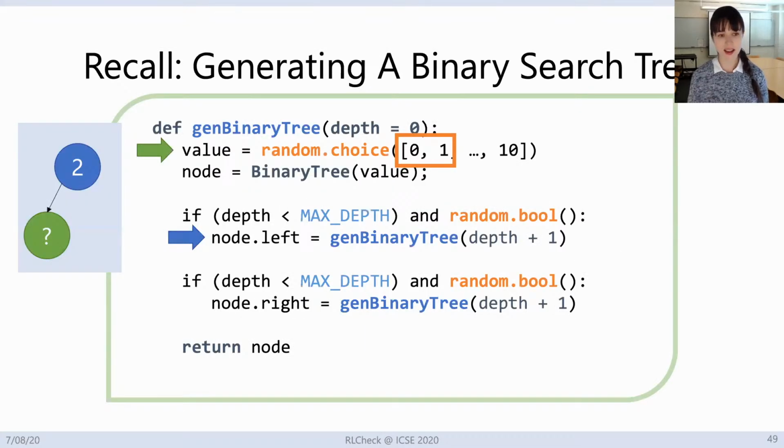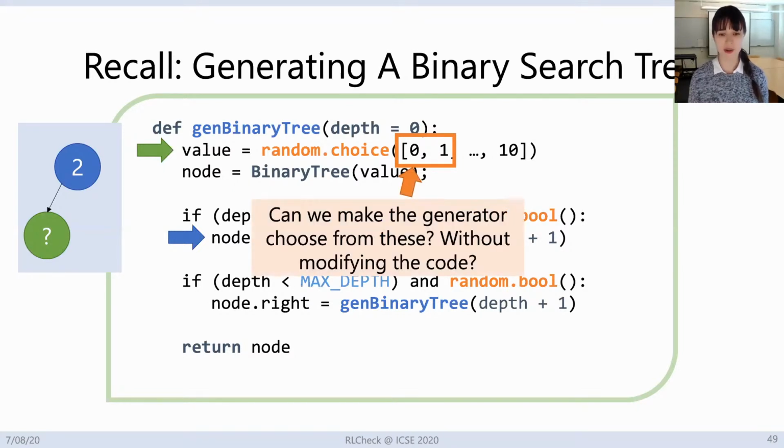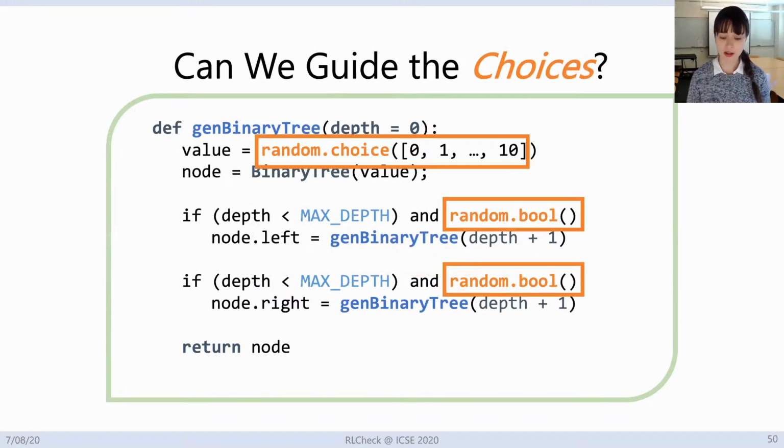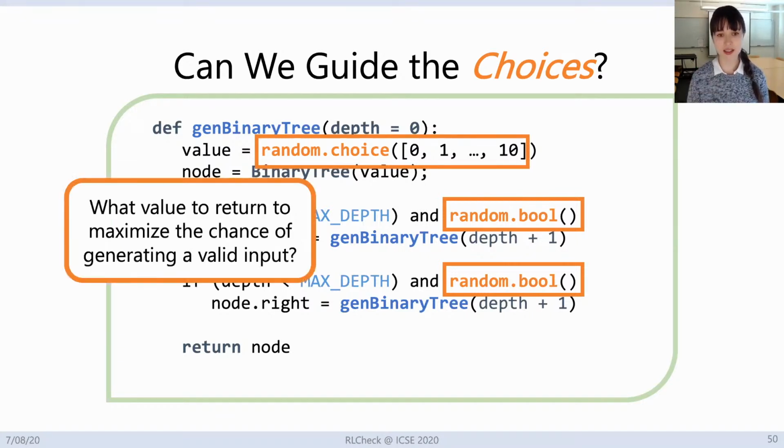Now, the insight here is that if we want our generators to return a valid input in this case, really we just want to make the generator choose 0 and 1 in this case without having to modify the code, so that we don't have to add mins and maxes on these bounds or whatever other way you could think of modifying this generator to impose this condition. The insight is that the input we get from the generator is fundamentally driven by the choices the generator takes. So what we want to do is simply guide these choices so that instead of being random, we are choosing values that maximize the chance of generating a valid input.